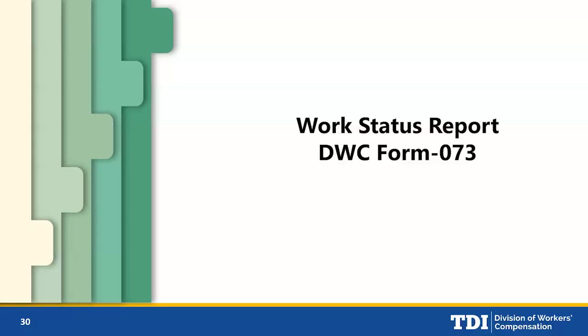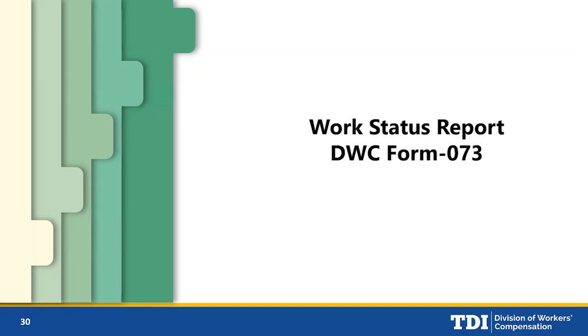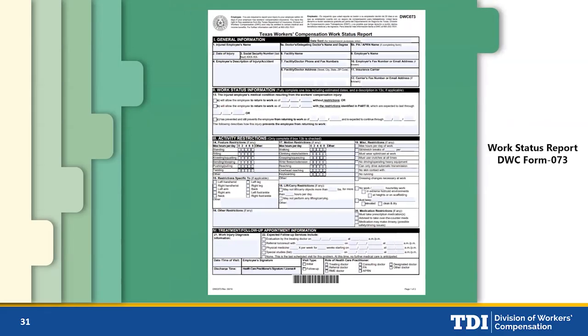And this is the work status report. Most injured employees will have a work status report at least once. Now, if they go to the ER and they're out, the ER is not required to fill out a work status report, but the first visit with a doctor will require one. So that's the Form 73, and this is what it looks like.